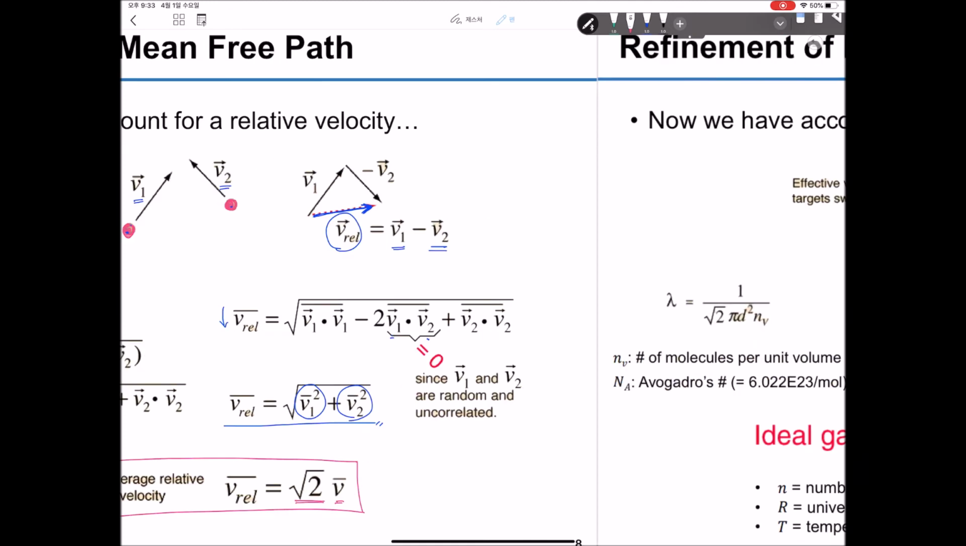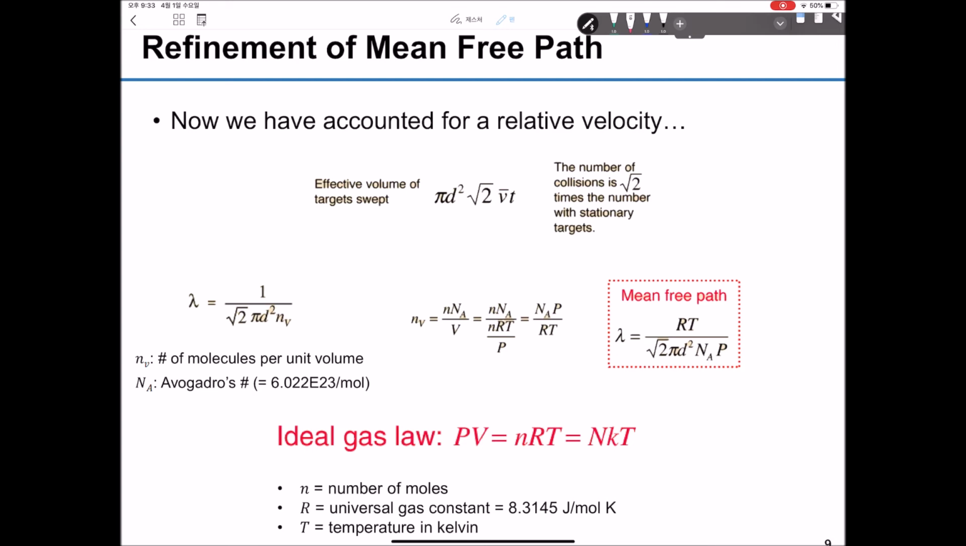Okay? So using this approach, for the effective volume of target swept, instead of using just the velocity, we need to use this relative velocity, right? So if molecules are moving around, there is a possibility of collision which is more than with stationary targets by root 2. Okay, the chance of collision increases by root 2.